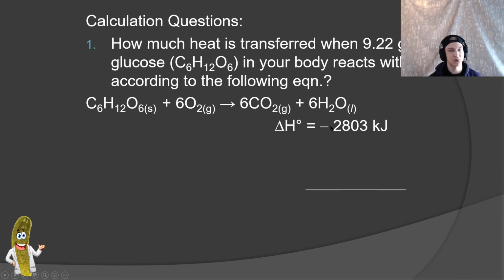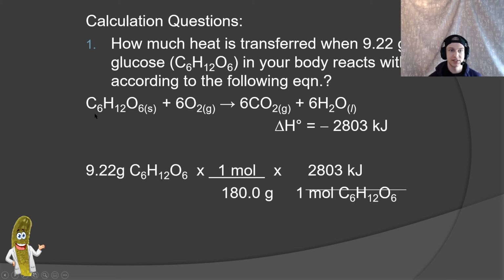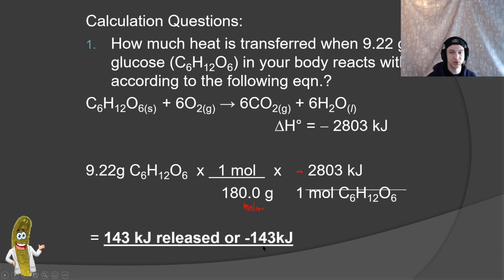So what we would do is basic stoichiometry here. We start with this 9.22 grams, and we try to convert into the moles of C6H12O6. And then we know that for every 1 mole of this, our balancing number is 1, we are also releasing 2,803 kilojoules. Now, they didn't include the negative sign, but you could if you really wanted to. Either way, it doesn't matter. This 180 grams is the molar mass of C6H12O6, which is glucose. And then you find out that you release 143 kilojoules.